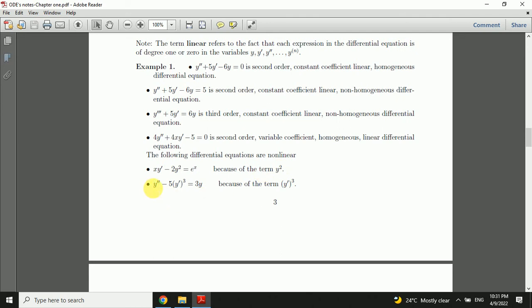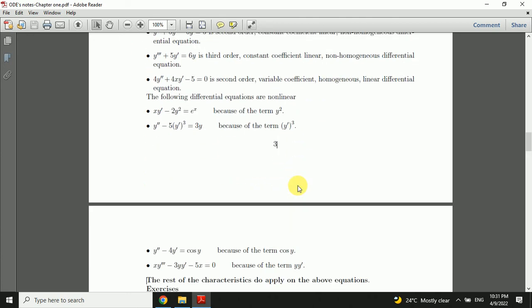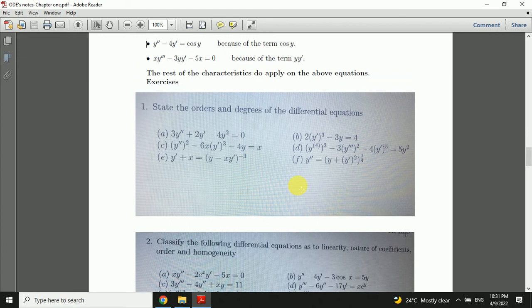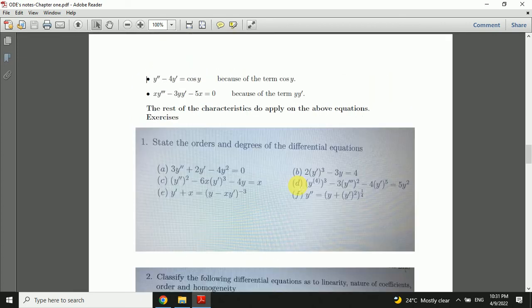The same applies to the second one. Because of this term y prime raised to power 3, for it to be linear, the power should be 1. So because of this term, the differential equation is nonlinear. Now I want you to look at the remaining two differential equations and find out why we are saying they are not linear.